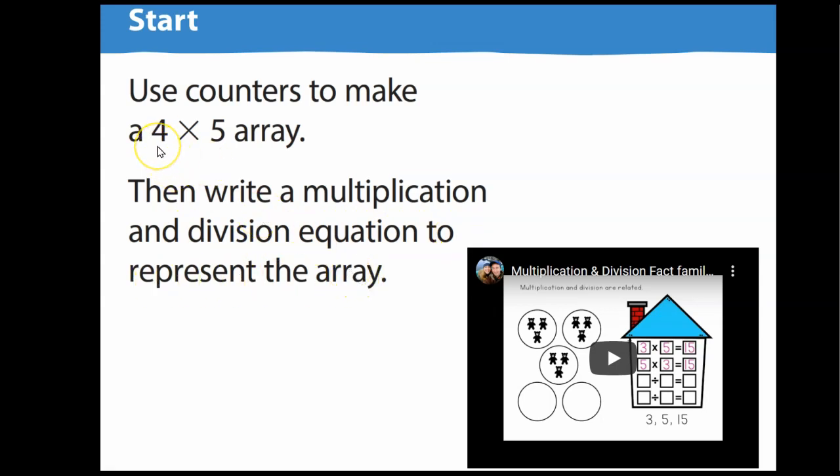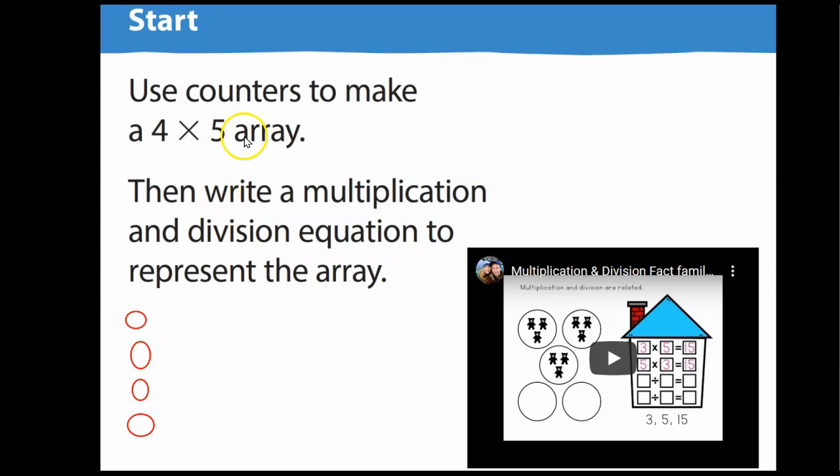What does the first number tell you to do? Okay, but we're in an array. So the first number tells me how many rows. The second number tells me how many in each row, right? So how many rows am I going to need? 4. 1, 2, 3, 4.